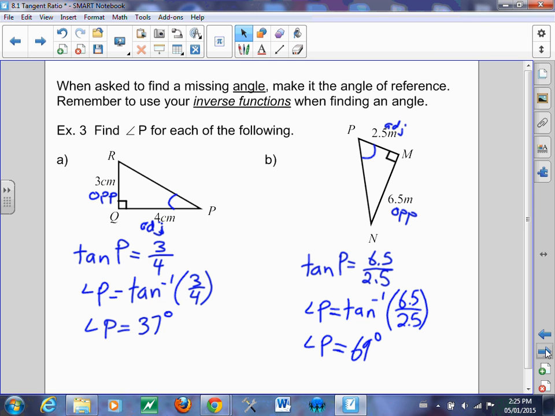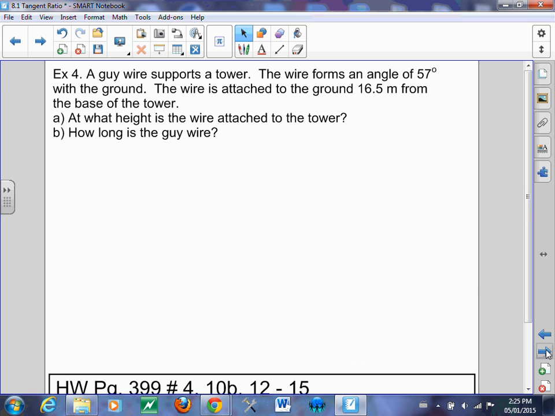Awesome. Let's do one word problem and then we'll get to our homework. A guy wire supports a tower. Think of a radio tower, one of those flimsy ones that, if it's not supported by a guy wire, those are just your cables, folks, that connect them to the ground. The wire forms a 57-degree angle with the ground. The wire is attached to the ground 16.5 meters from the base of the tower.